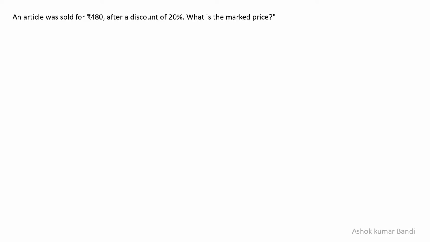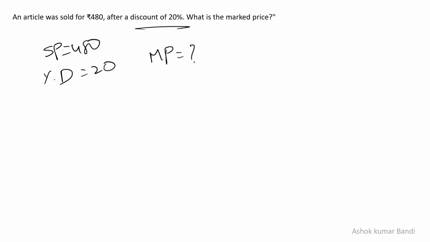So what he is asking, let us see: the article was sold for 480 rupees. Yes, he is selling it for 480 after giving a discount of 20%, so percentage discount equals 20. Then he is asking you to find out the market price. One way of doing this is using the formula, obviously. First I am going to solve using the formula, then I will tell you the shortcut way.